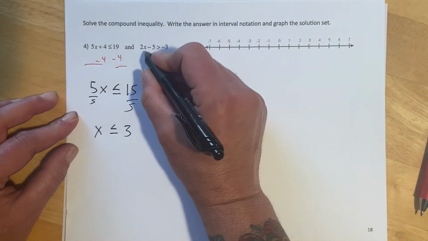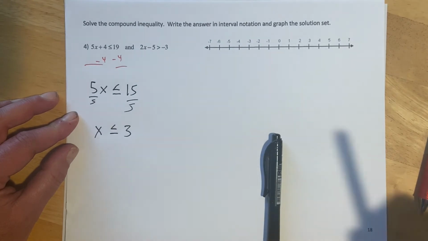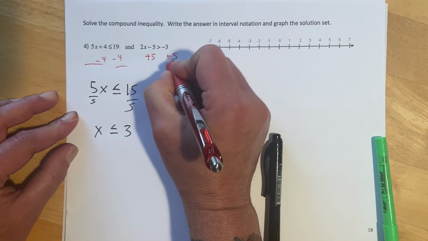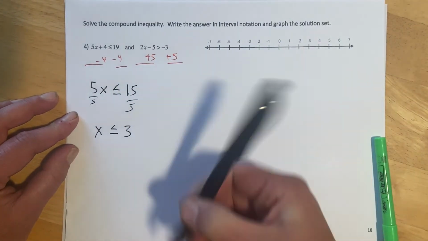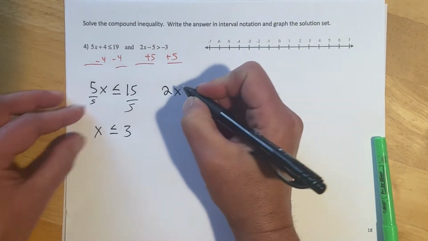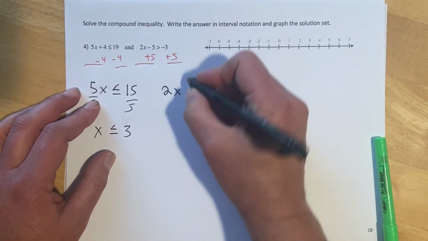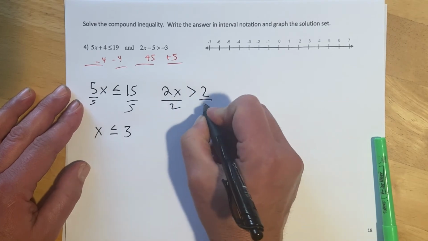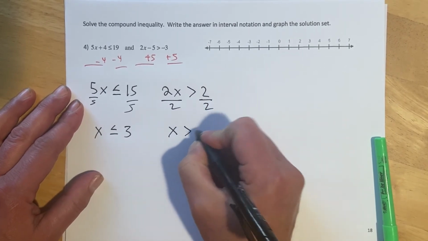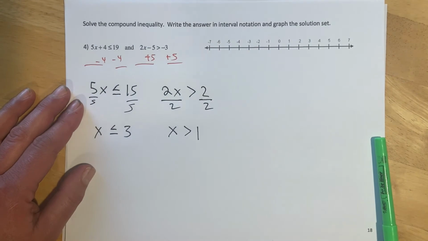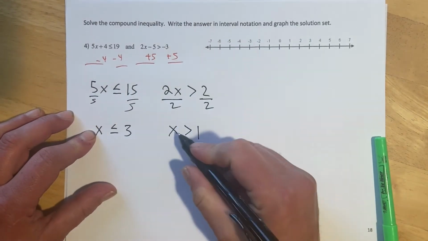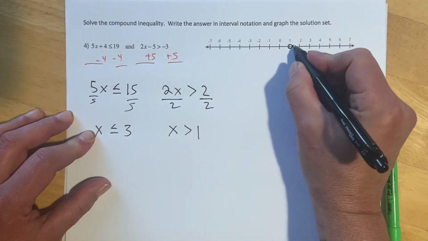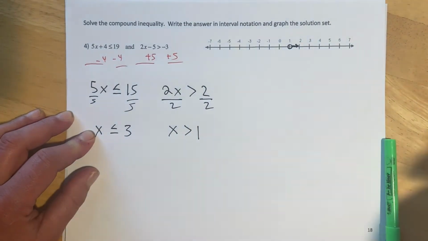And here, this one, we have 2x minus 5 is greater than negative 3. So I'm going to add the 5. So that will be 2x. The 5's are gone. Negative 3 plus 5 makes a 2 right there. And then if I divide by 2, x is greater than 1. So this is saying x is greater than 1, so that would be an open dot on that one, and this would be going that way.